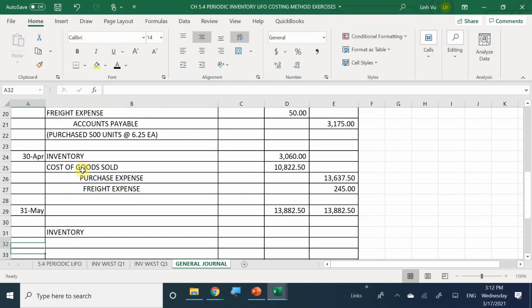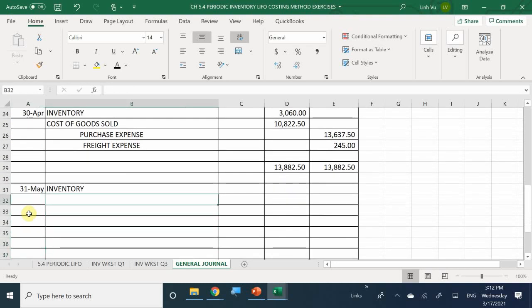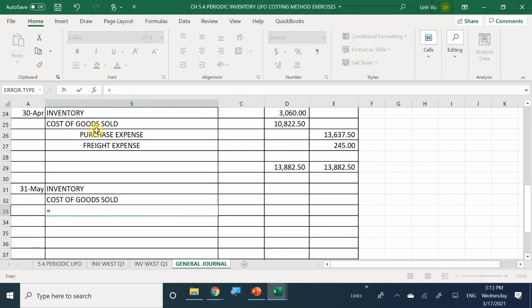All right, so 531. Okay. So we got inventory. We're going to recognize cost of goods sold. What else are we going to recognize? Your purchase expense and freight expense. Yep, everything here. Except what's the difference between this one now? Because we have beginning inventory.